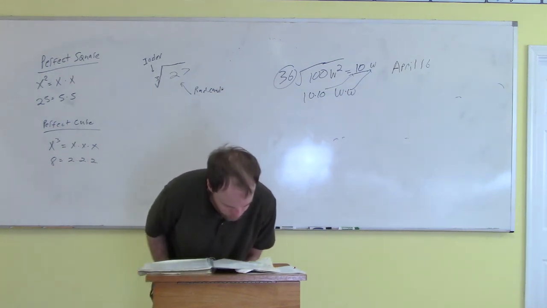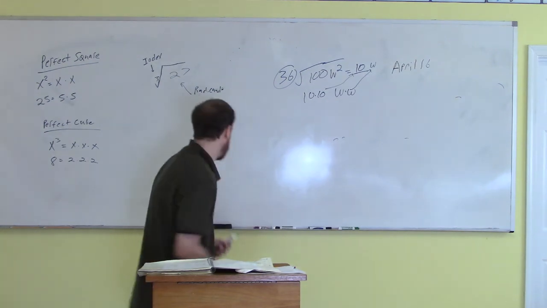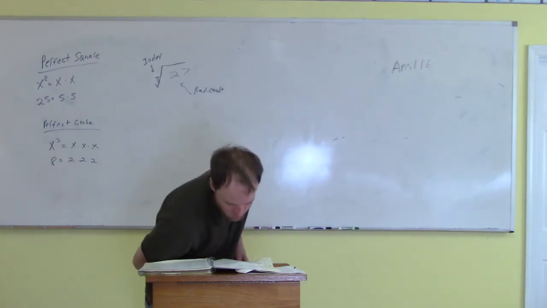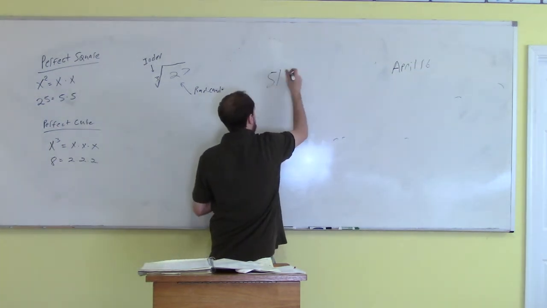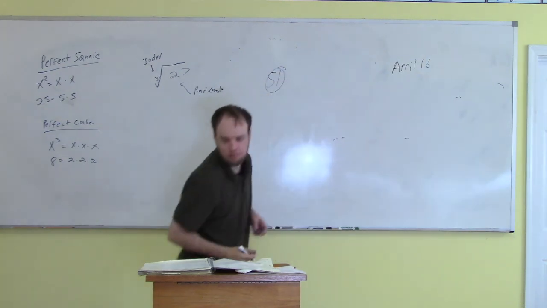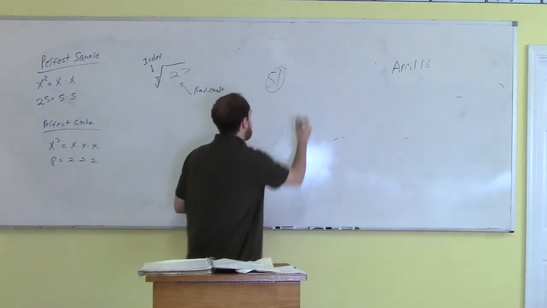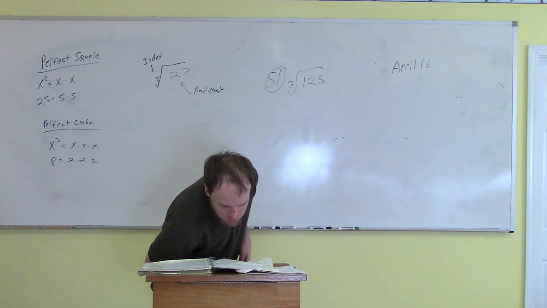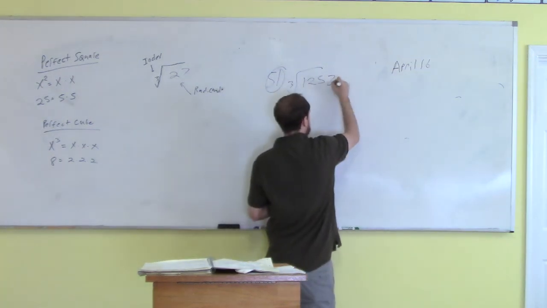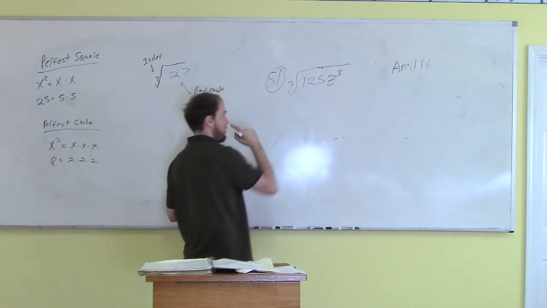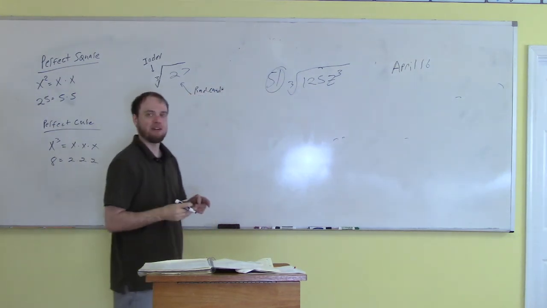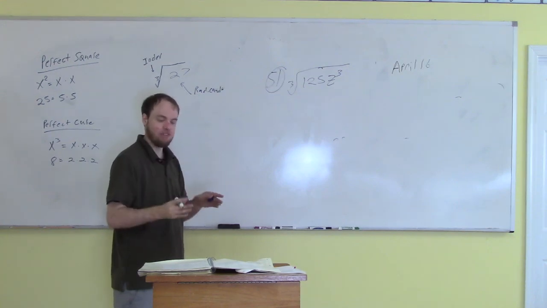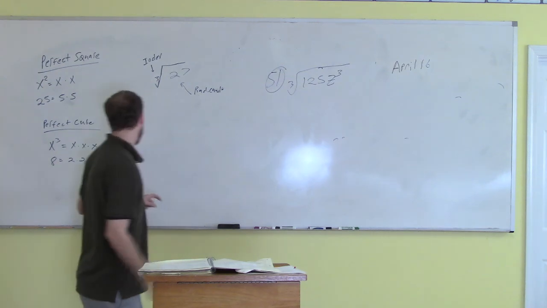I'll do one with the cube root because it basically is the same thing, just with a cube instead of a square. So I'll do 51. So 51 gives you the cube root of 125 z cubed. Alright, the only difference between a square root and a cube root is instead of having like 5 times 5 repeating twice, you have to have the number repeating 3 times because it's the cube. So remember, that's the only difference.